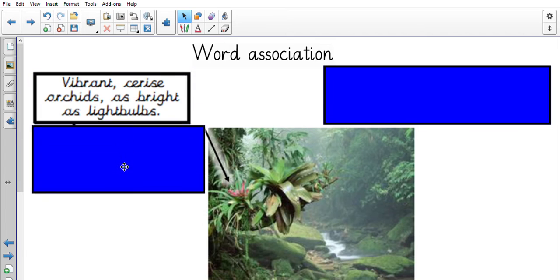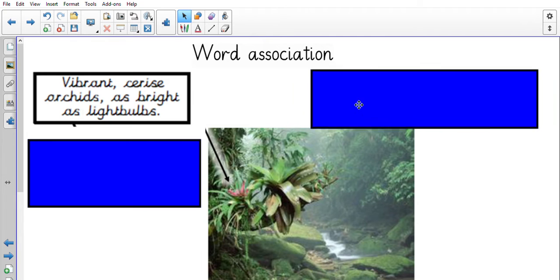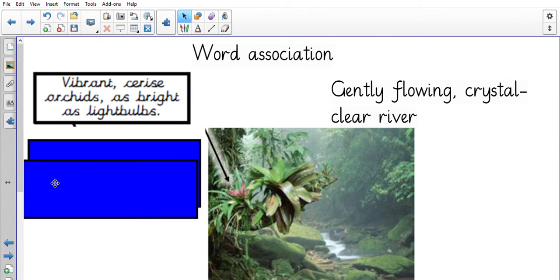Okay, so a few that I came up with. Vibrant cerise orchids as bright as light bulbs here. Okay, and you can see that I've used a simile there, and that'll help me with my writing later. Gently flowing crystal clear river. Okay, because that's what I can see here.